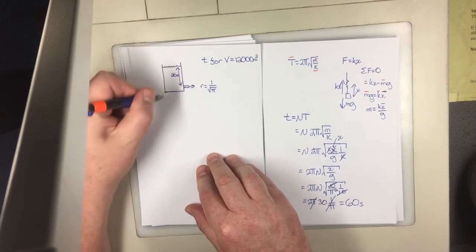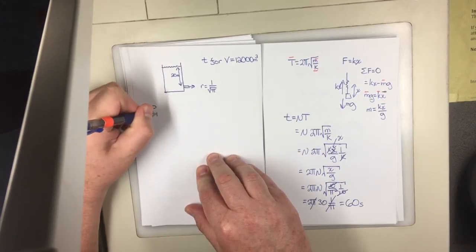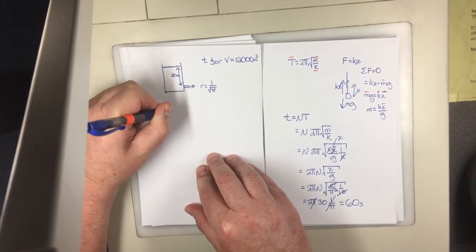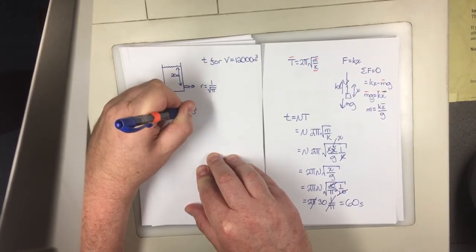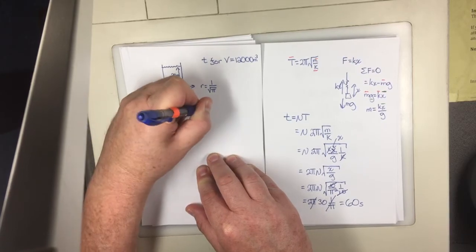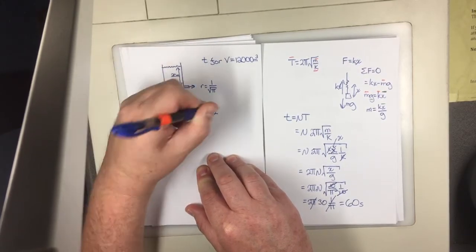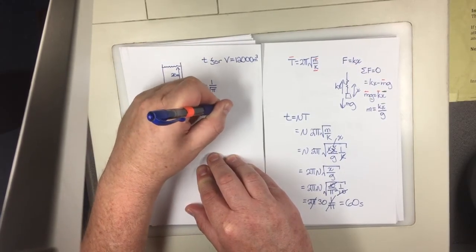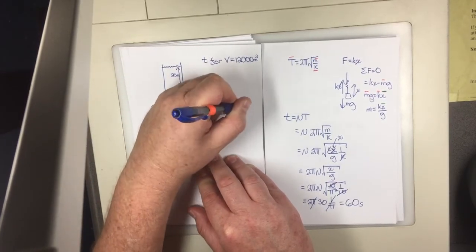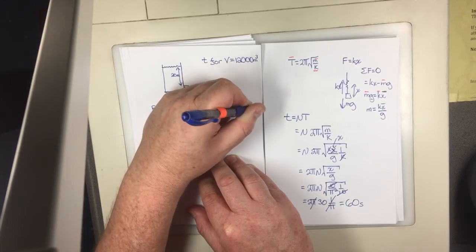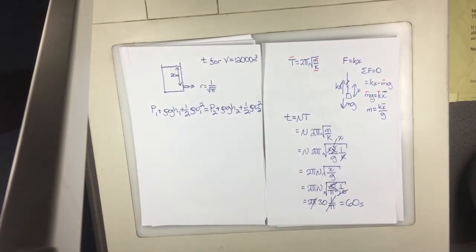So it's a Bernoulli's equation, P1 plus rho g h1 plus 1/2 rho v1 squared equals P2 plus rho g h2 plus 1/2 rho v2 squared.